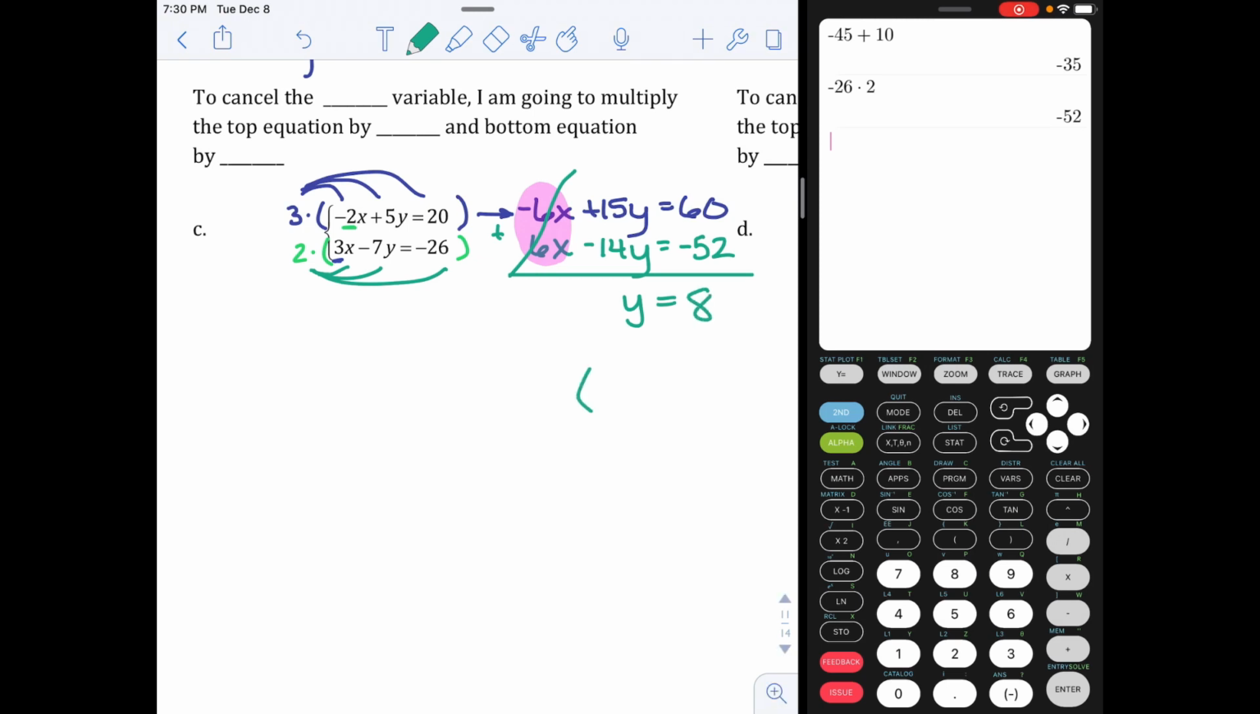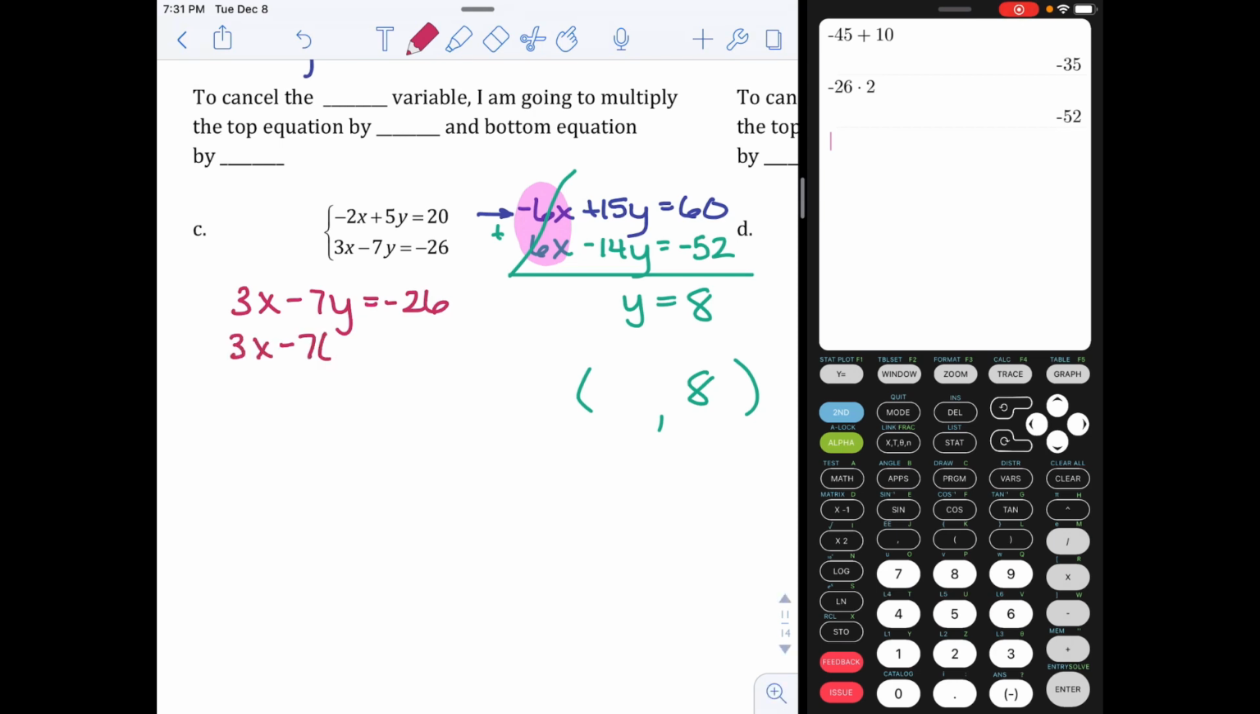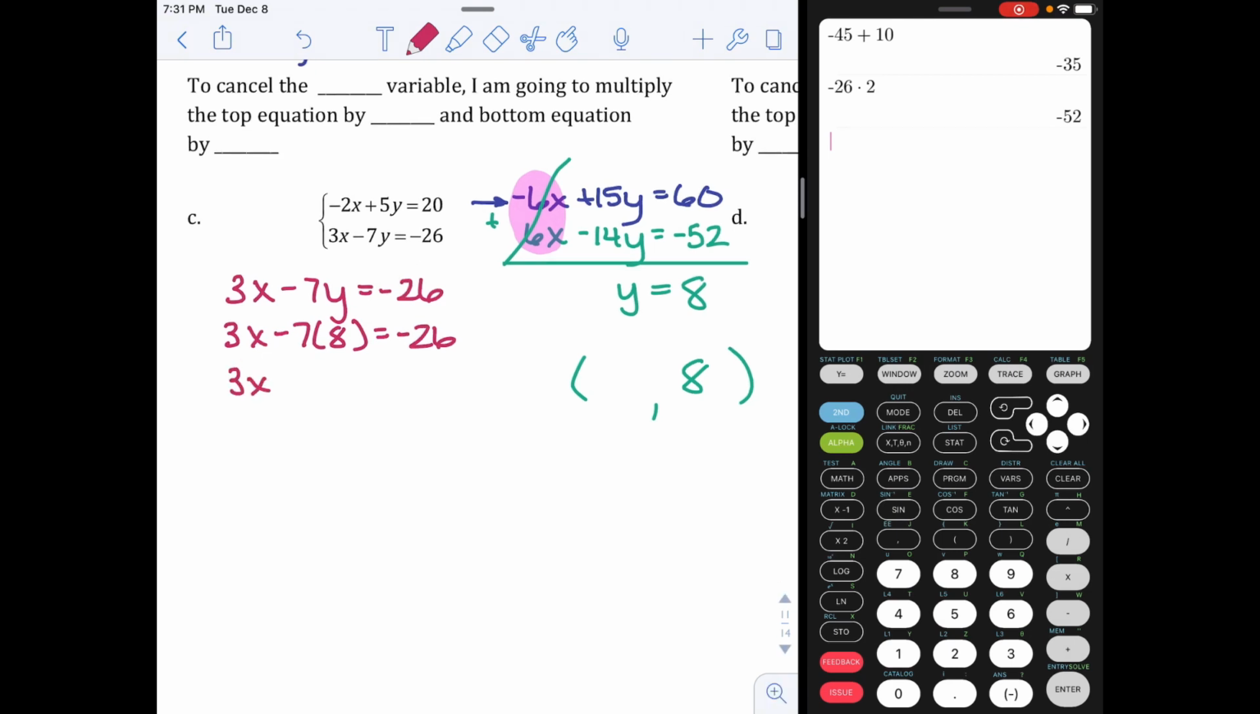Awesome. Set ourselves up, put that 8 in the y slot, and now let's solve for x. Again, pick whichever original equation looks easiest to you. I'm going to pick the second one. So 3x minus 7y equals negative 26. Let's plug in that 8 into the y spot. And let's start solving here. So we got a 3x, 7 times 8, okay, 56.